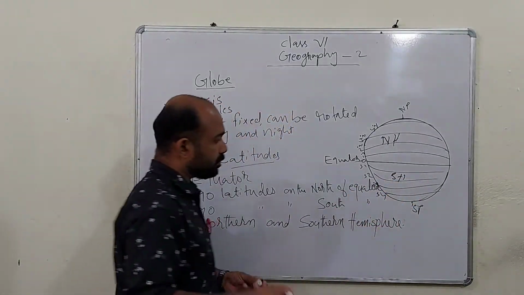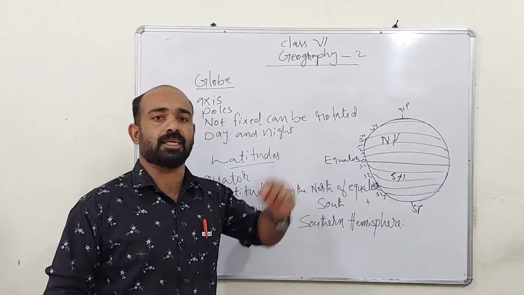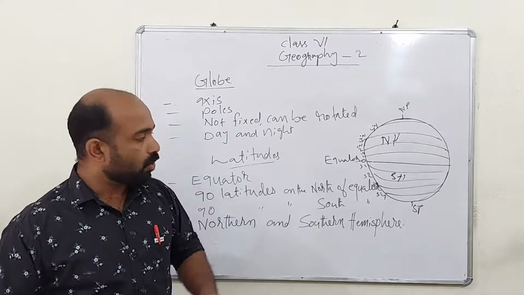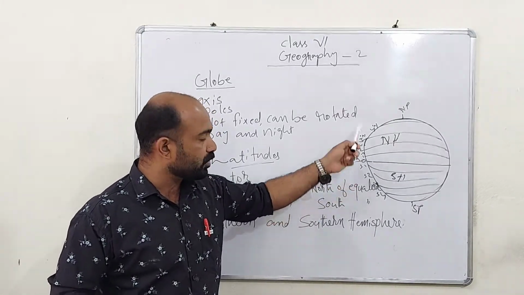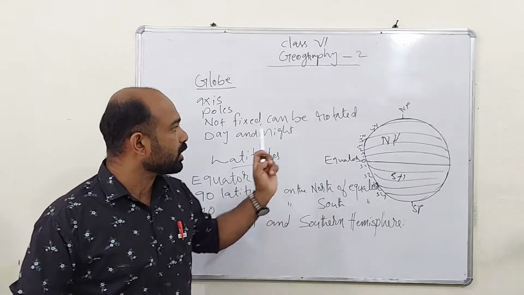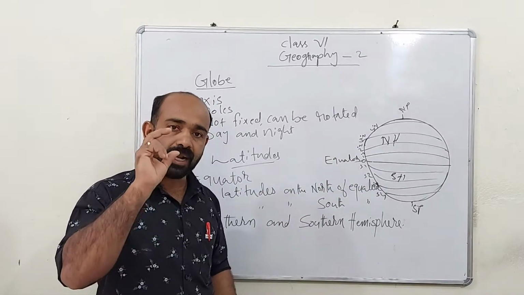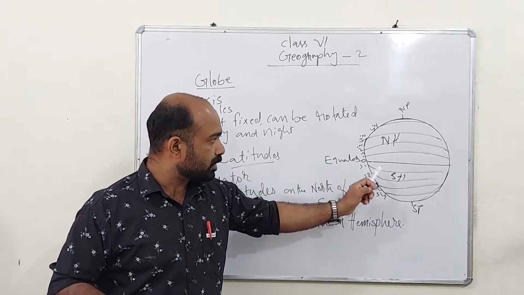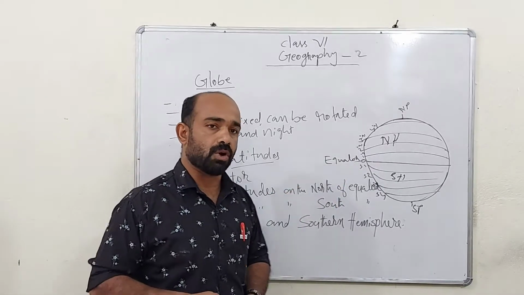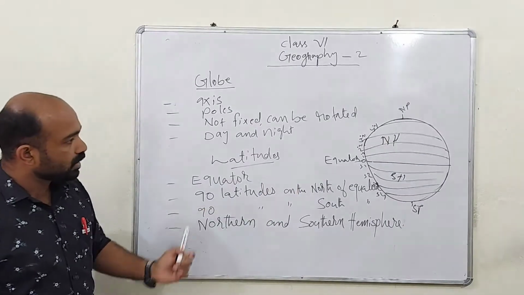In the northern hemisphere there are 90 latitudes, and in the southern hemisphere also there are 90 latitudes. All these latitudes are marked with a particular number, just like 1 degree, 2 degree, 3 degree. The latitudes located in the northern hemisphere are marked, for example 1 degree, with the English letter N, and in the southern hemisphere with S. S stands for south, N stands for north. So there are 90 latitudes in the northern hemisphere and 90 latitudes in the southern hemisphere.